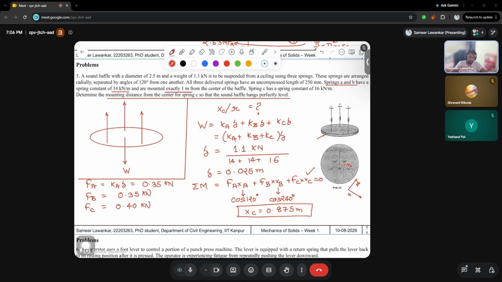This is not a 2D case, this is a sort of 3D case, so you need to understand the concept in 3D view. That's how you can get the mounting distance on the center of the string so that the sound baffle hangs perfectly level. Fine.